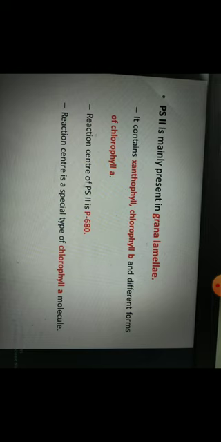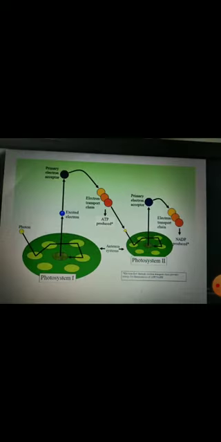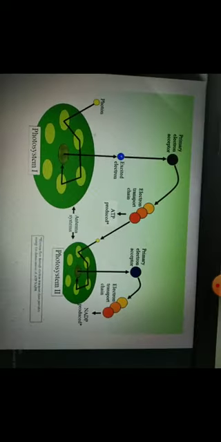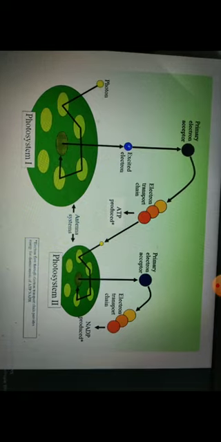Remember this point also: for photosystem 1, the reaction center is P700, and for photosystem 2, the reaction center is P680. The reaction center is actually a special type of chlorophyll A molecule, as I already told you. Now in the next diagram, you will see the coordination of these two photosystems, how they work and what they do. First of all, let's see photosystem 1.